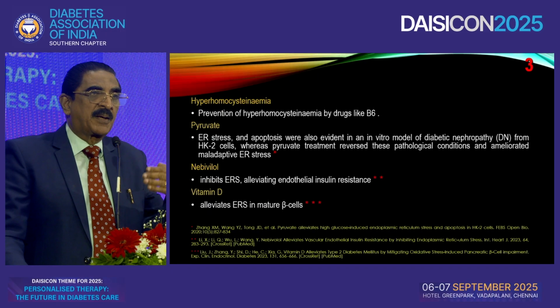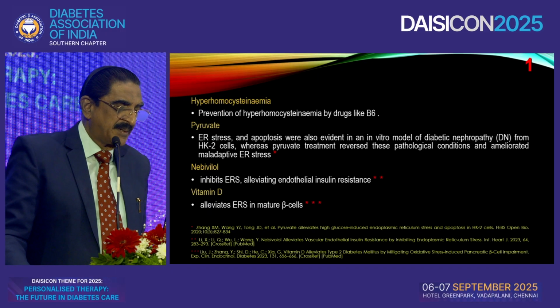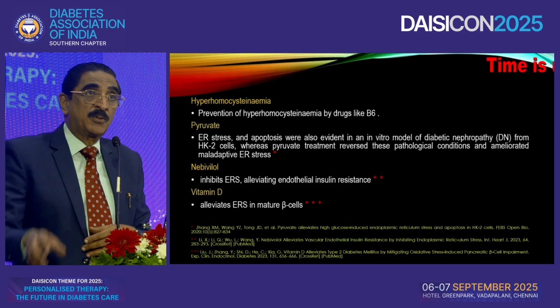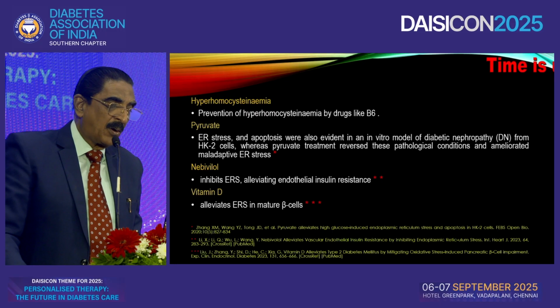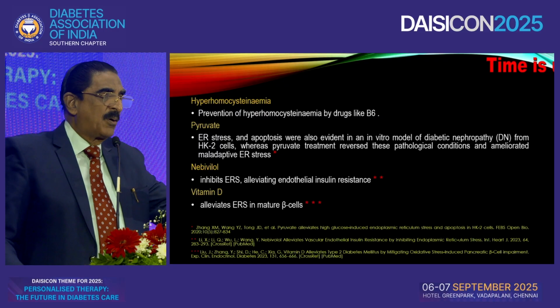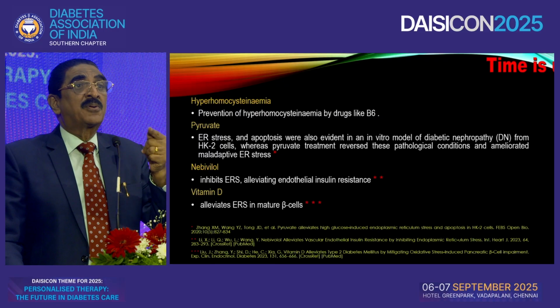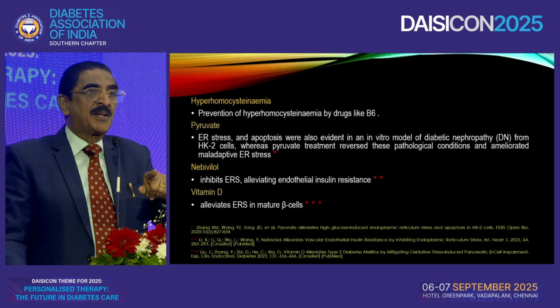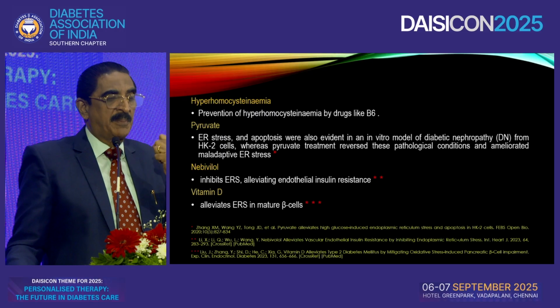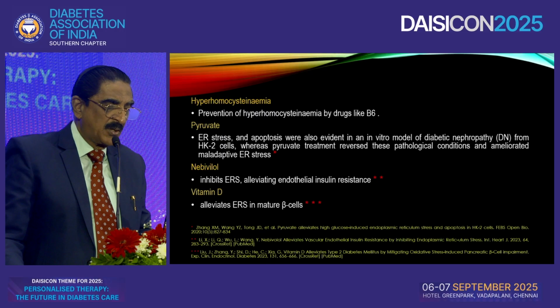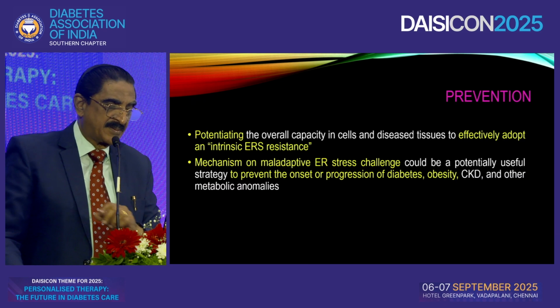Hyperhomocysteinemia could be corrected by a common drug like B6. Pyruvate is going to be used as a treatment. Nebivolol, which we have been using blindly as a beta blocker, is going to inhibit ERS, alleviating endothelial insulin resistance, thereby correcting the endothelial damage or dysfunction. And vitamin D also alleviates ERS in mature beta cells.